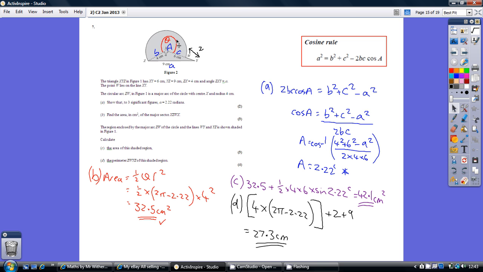We want the perimeter all the way around, so we need the length WY, which is 2. Remember, that's the radius, but the whole length is 6, so WY is 2, and obviously YZ is 9. Add all those together, you get 27.3.